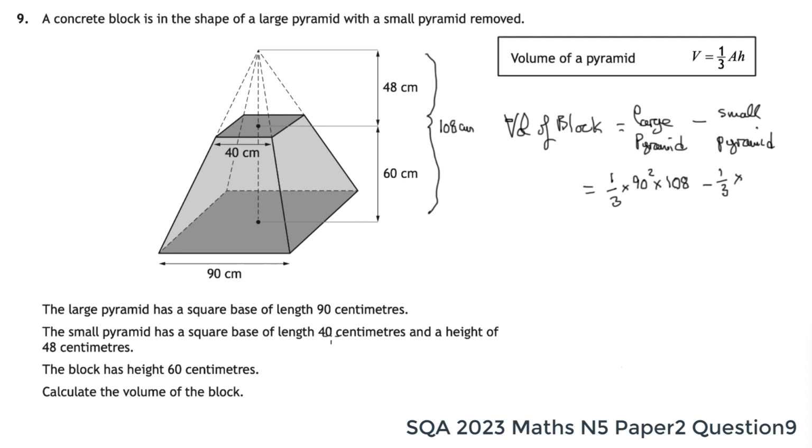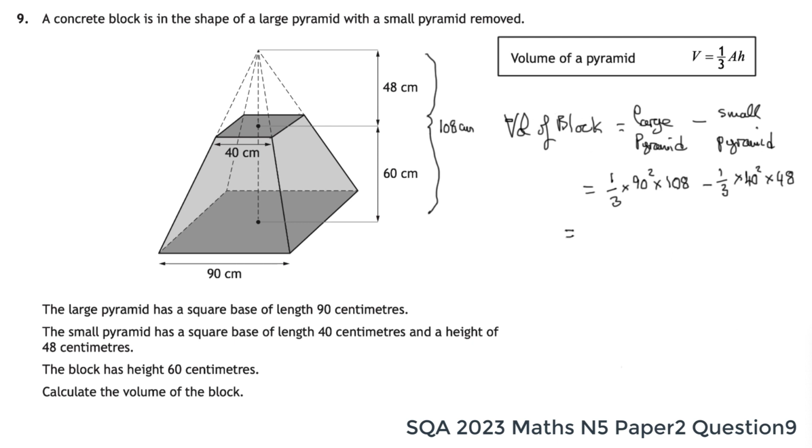has a square base of length 40 centimetres. So it'll be 40 times 40 for the area of that square. So it's 40 squared. And the height of that small pyramid is just this 48 centimetres. There we go. So that's the calculation that we must do to get the volume of the block.